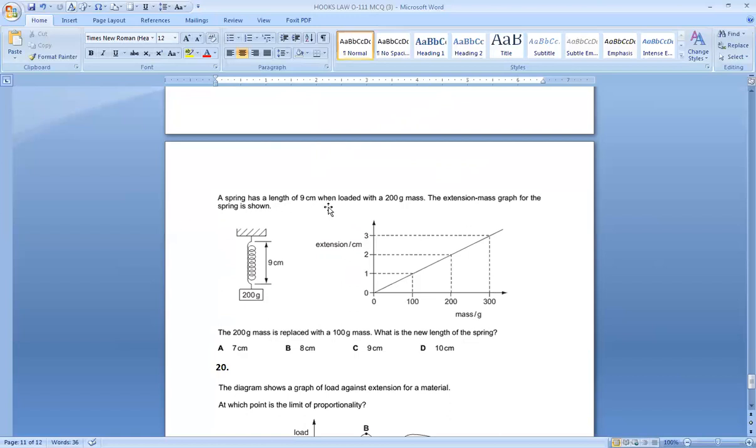The spring has a length of 9 centimeter with the 200 gram mass. Now see, the graph shows 200 extension is 2 centimeter. For 100 extension is 1. So for 200 the extension is 2. Actual length of the spring is 7 centimeter. So 100 gram causes a 1 centimeter change. So 7 plus 1 is 8 is your option. So 8 centimeter, B is your option for 100 gram. The new length is 8 centimeter.